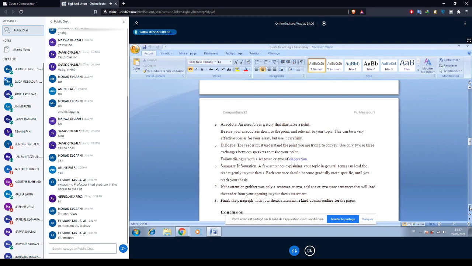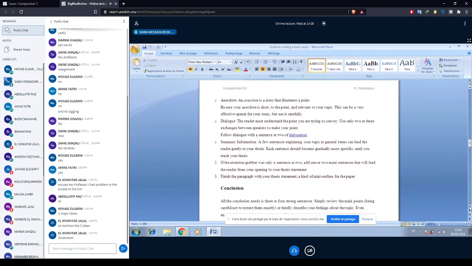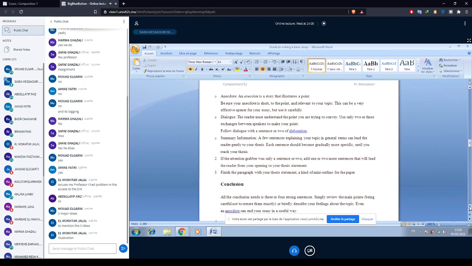Then finish the paragraph with your thesis statement, a kind of mini outline. Very important, the mini outline here, very, very important for the paper.